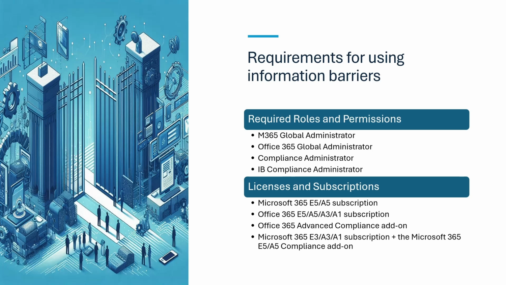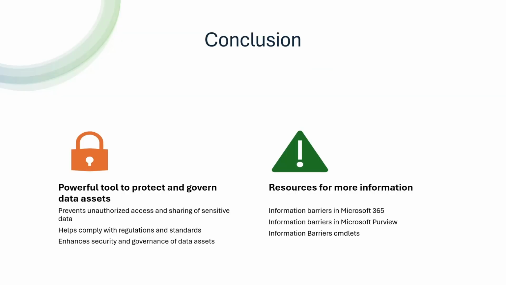It's also important to note that information barrier supports two-way communication restriction. What that means is that they can prevent specific groups from interacting with each other to maintain compliance and to avoid conflicts of interest. So, in conclusion, information barriers can be a very useful tool that can help us protect and govern our data assets in Microsoft Purview and other Microsoft 365 applications and services.